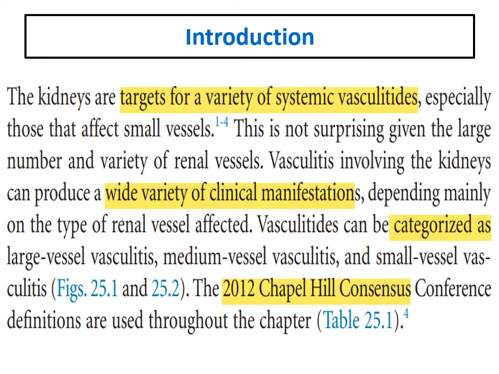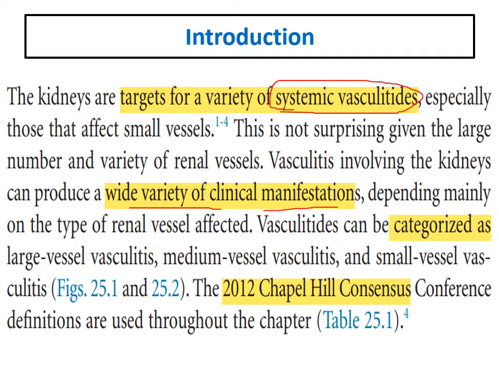Systemic vasculitis is an inflammation of the blood vessels. Usually it affects the blood vessels all over the body, including vessels of the kidney. It has a very wide range of clinical manifestations.